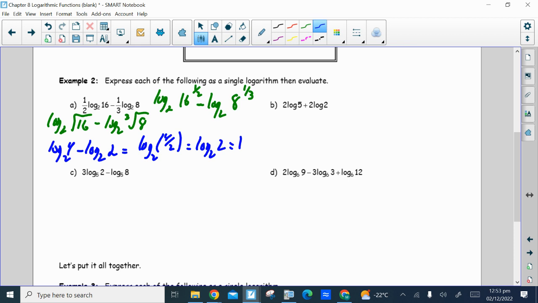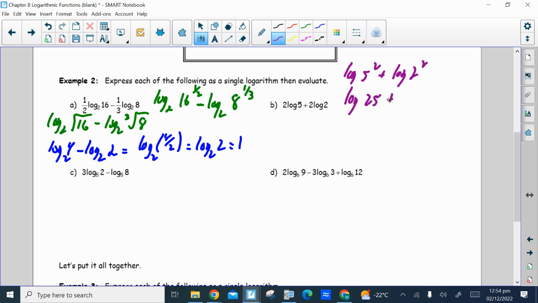That's asking 2 to what power is 2? The answer is 1. So again, these laws work both ways. Sometimes you're going to move the power, the exponent, in front as a coefficient. Sometimes you're going to move the coefficient up as a power. And that's what we'll do to start question B. That 2 log 5 would be the log of 5 squared, plus 2 log 2 is a log of 2 squared.